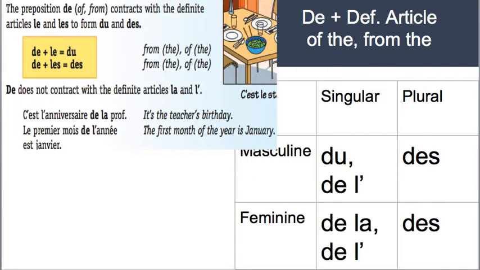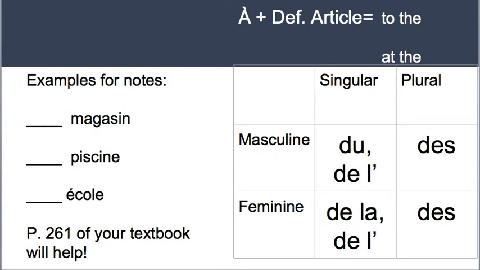All right. Here are a couple of examples of those. I've given you the word magasin, piscine, and école. I need for you to choose the correct contraction of de plus a definite article in order to fill in the blank.